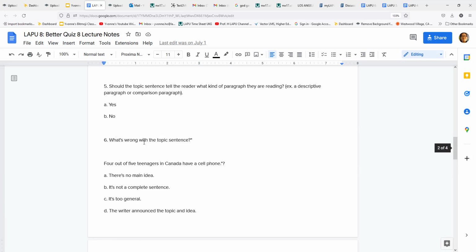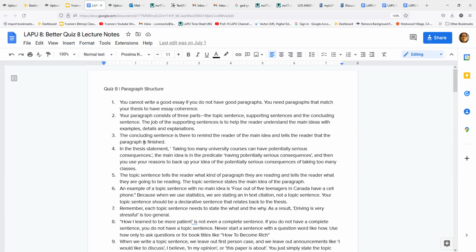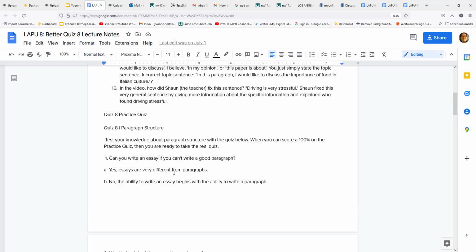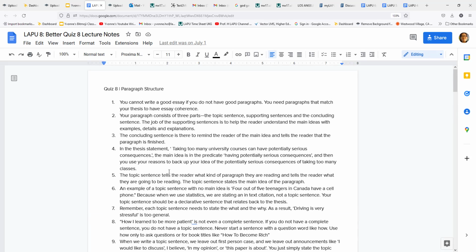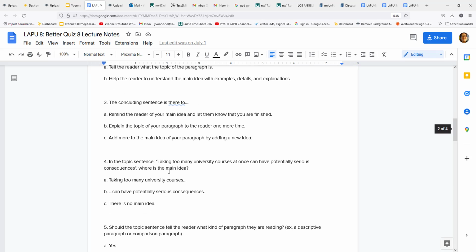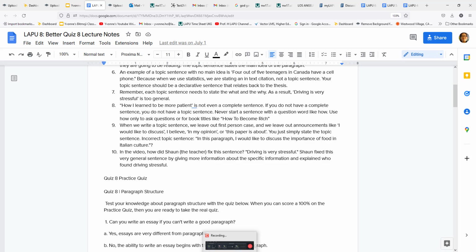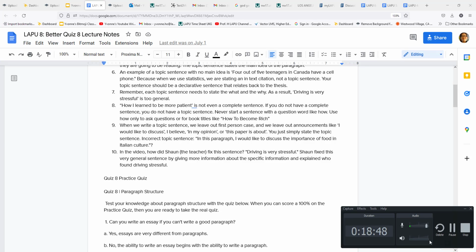If you can score 100% on your practice quiz, this practice quiz is pretty easy. It's just a review of week 1, practice forum 1, when we color coded. The topic sentence was one color, supporting sentences was another color, and the concluding sentence was yet another color. I would call it a giveaway quiz because it's the last week of the class. So anyway, if you have any questions about paragraph structure, you can always email me.